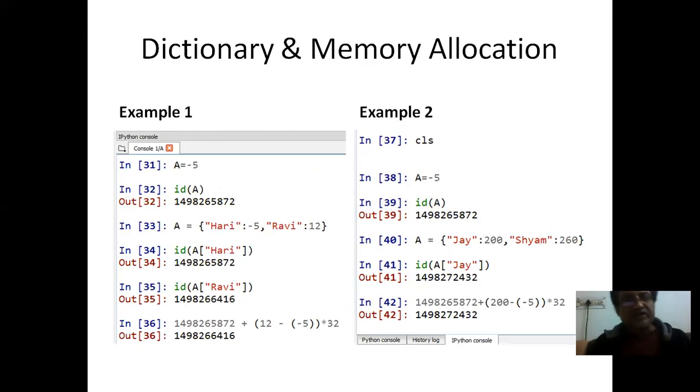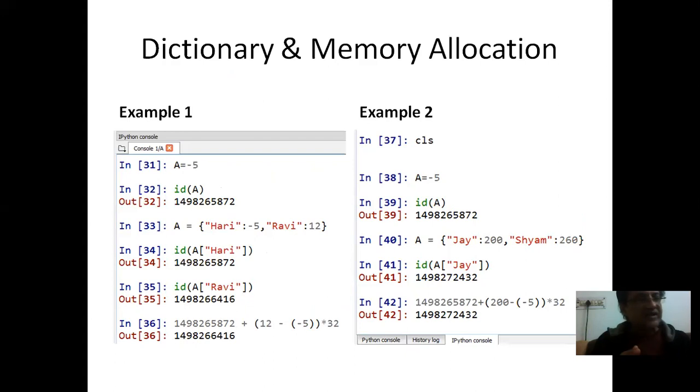Similarly, I have shown here the memory allocations for the dictionary. Those who are interested to learn more about the dictionary, please go through this slide. You will get an idea. So what I'm doing, A is equal to minus 5. Now you can understand here. So A is equal to minus 5, and I'm getting this ID, ID of A, that is 149826587. This is the ID.